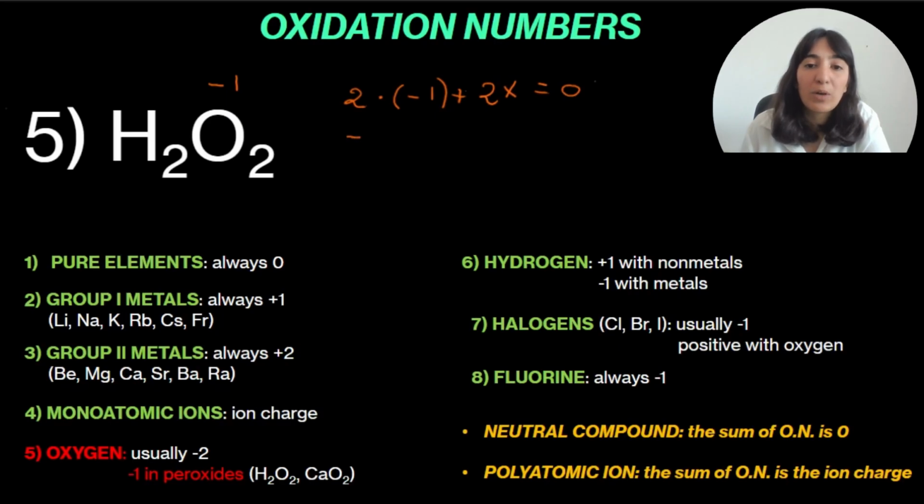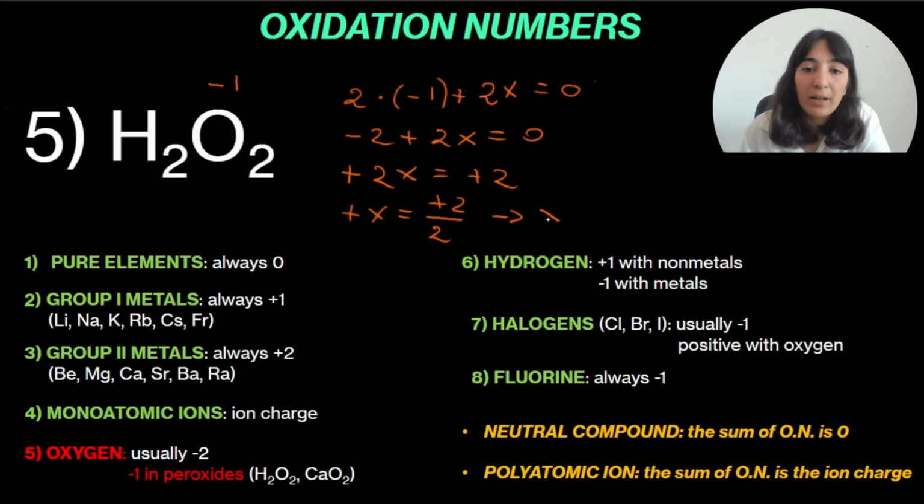2 times -1 is -2, plus 2x equals 0. We move this -2 onto the other side of the equation, and we have that 2x equals +2. We isolate this x, and we have that x equals +2 divided by 2, and we have that x equals +1. And this is the oxidation number of hydrogen. Very simple.